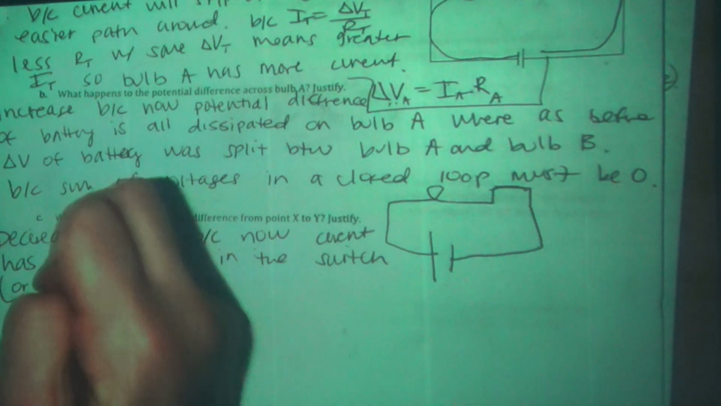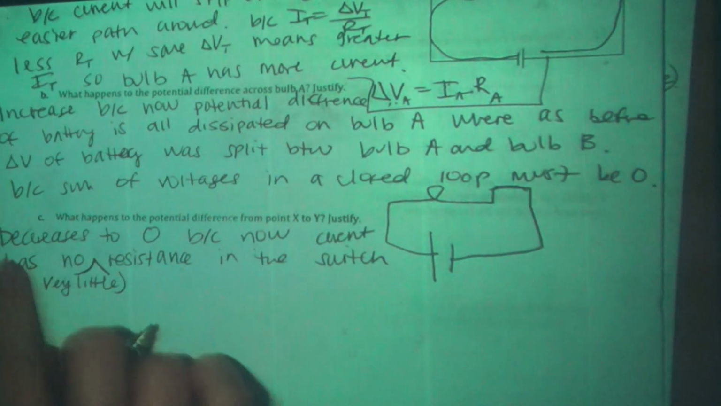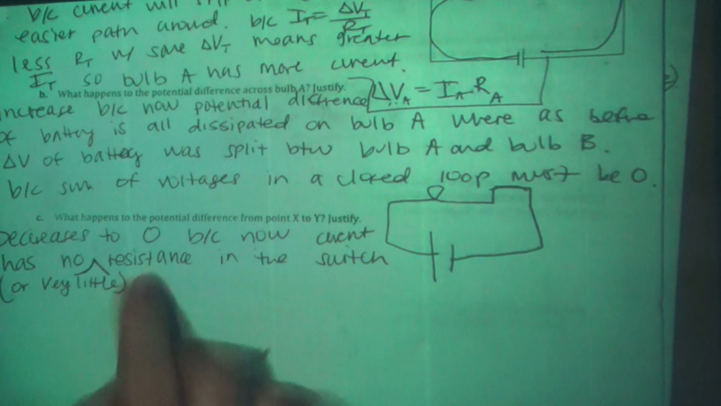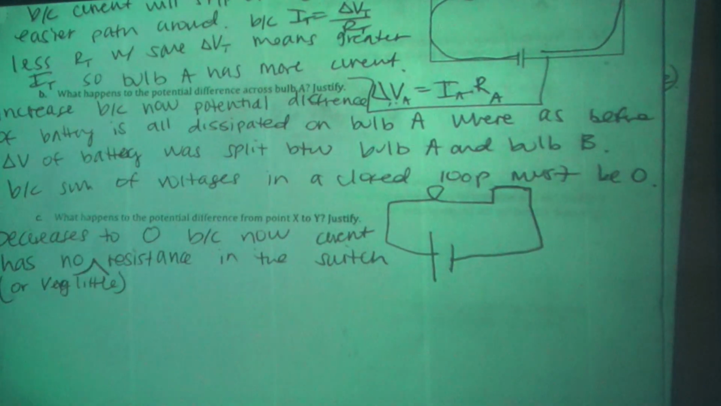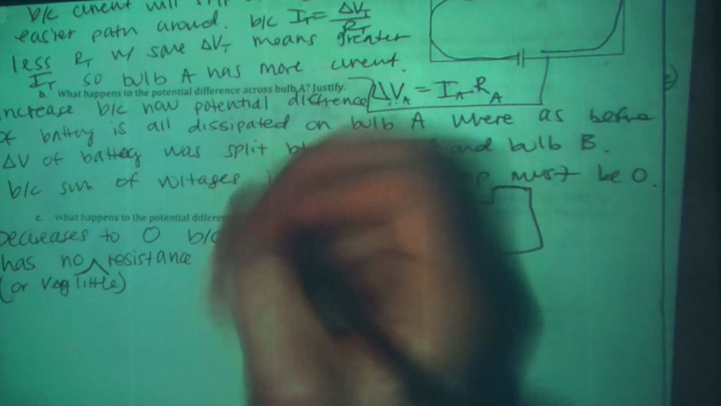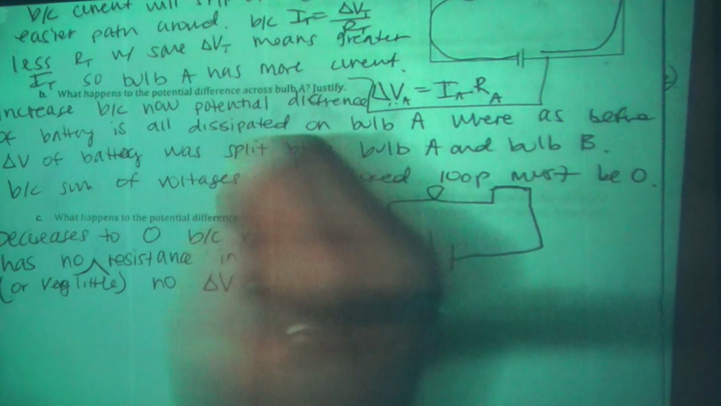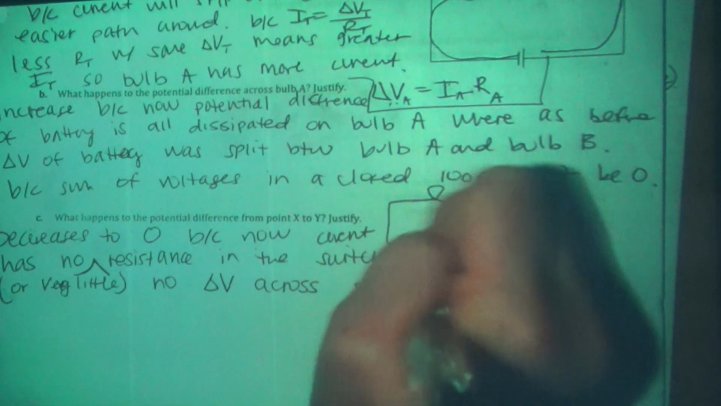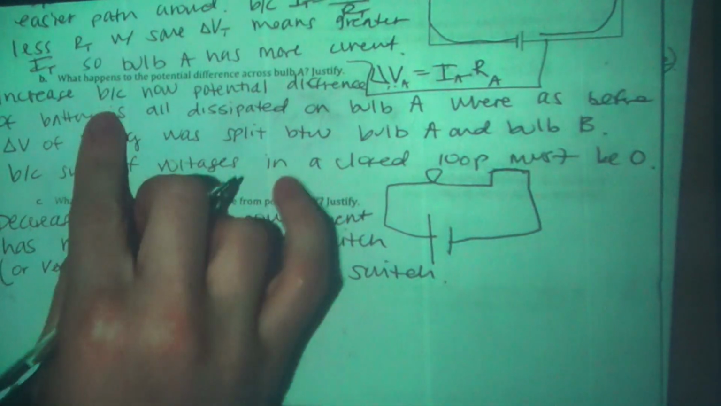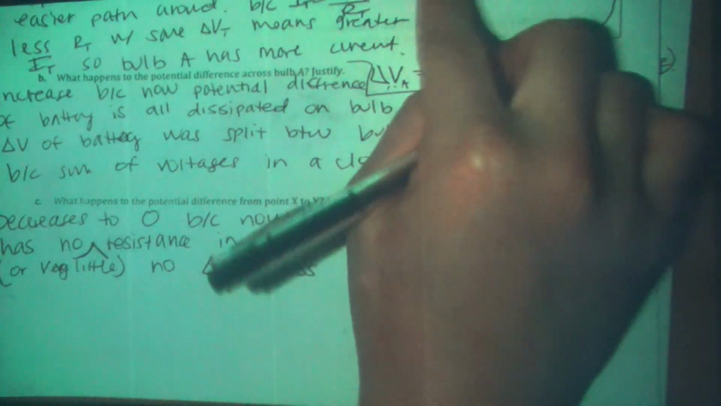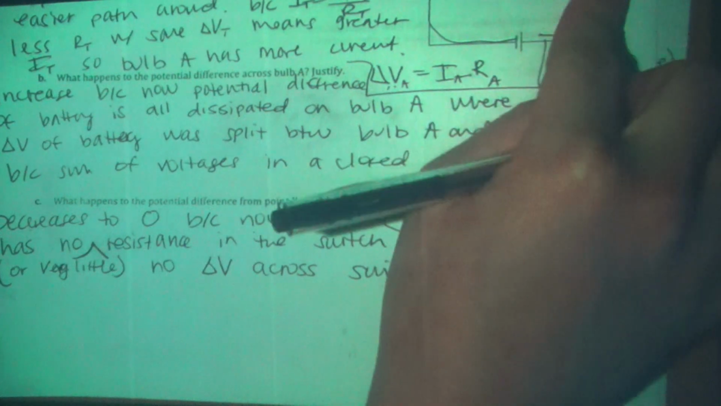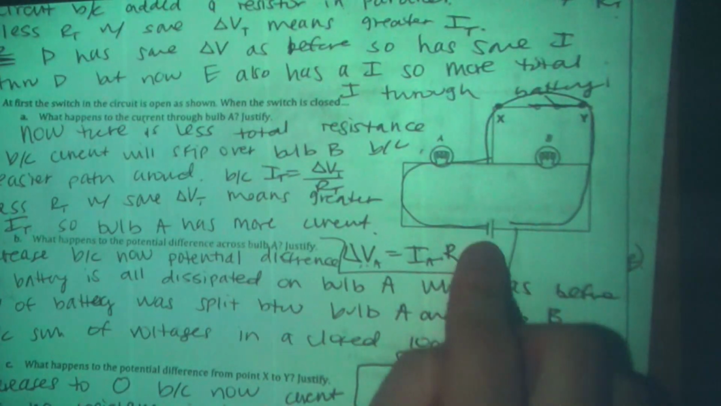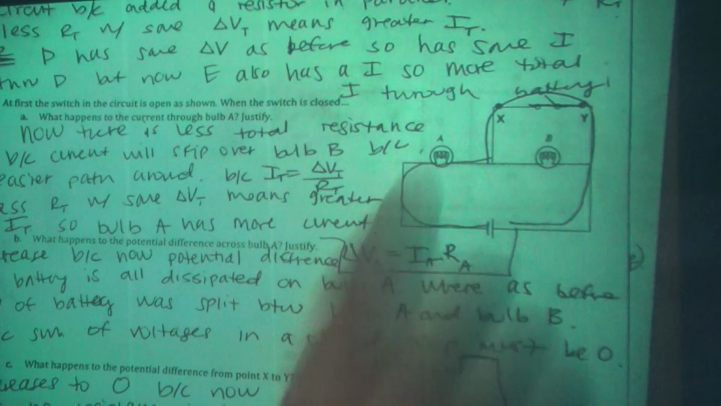So I'm going to insert that. It has no or very, very little resistance. Because it has essentially 0 resistance, very, very low, there's no potential difference across the switch. Another way to think about this is, if your total voltage is being used up by bulb A, now there's no voltage drop in the rest of the circuit because all of your voltage is being used up for bulb A.